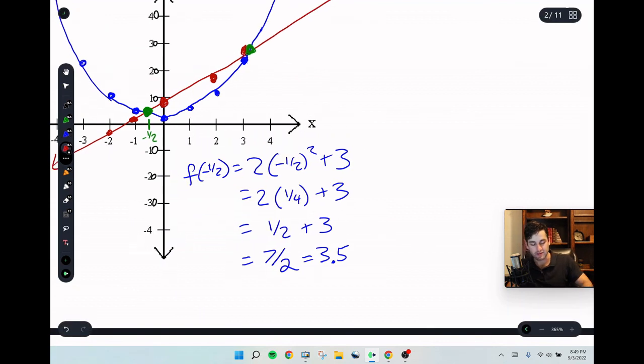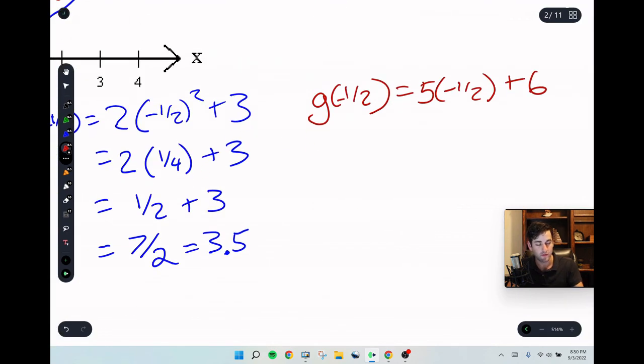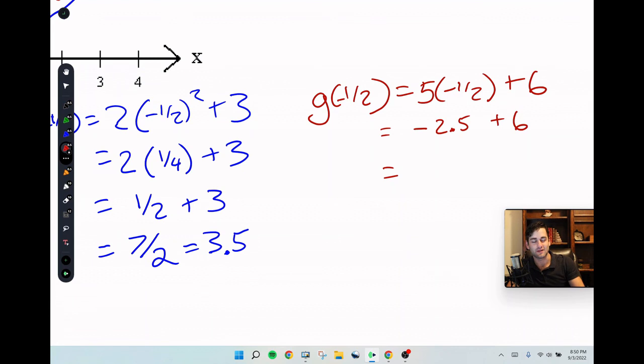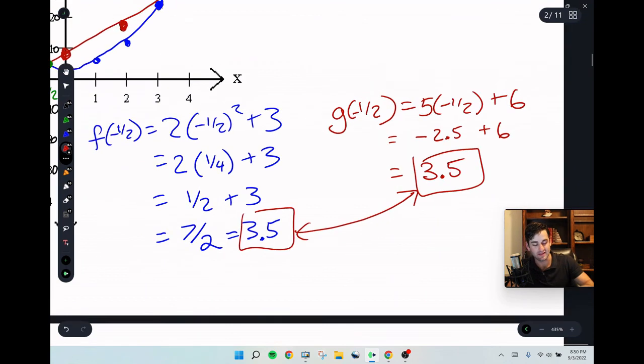Let's check with our red function. So now we've got our g of negative 1/2. And our g of negative 1/2, the function is 5 times negative 1/2 plus 6. Let's see what happens. 5 times negative 1/2. We're going to cut it in half and say we're going to go negative 2.5 plus 6. What's negative 2.5 plus 6 looking like? Subtract 2 from 6, subtract another 1/2. We're looking at positive 3.5, which is exactly what we got. So that was a good guess to go with a nice easy guess of 1/2.